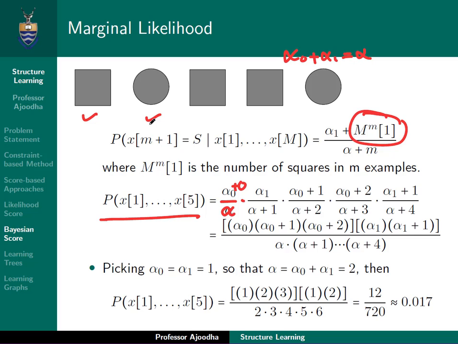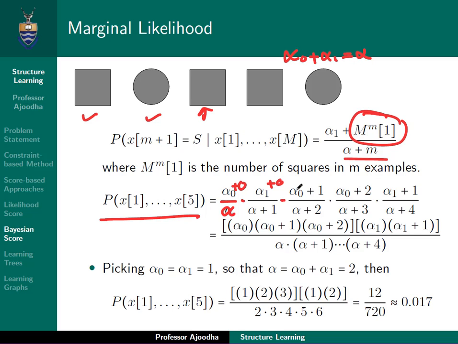The next thing you're seeing is a circle. Have I seen any circles before this one? No. So I put a 0 there. So it's the prior for circles plus 0 divided by the prior alpha plus 1 plus m, right? I'm now on the second sample, so my m is equal to 1, in other words. Then you multiply that by the third, we now saw a square.